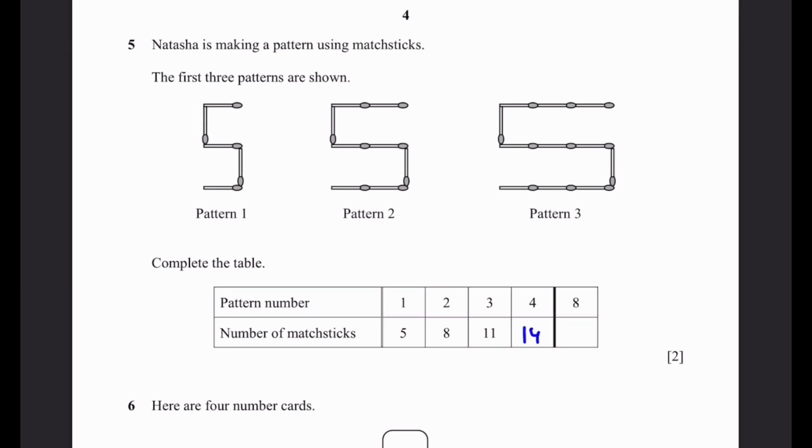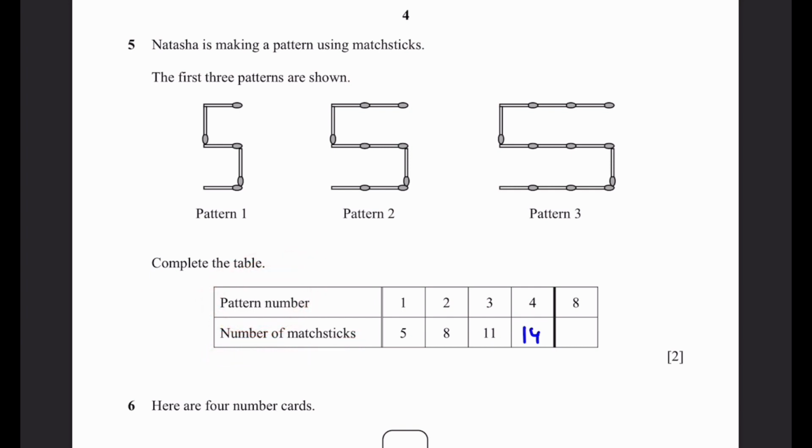So instead of finding out the 5th, 6th, and 7th terms to find the 8th one, we can find it using the formula, which means the formula for the position to term rule or the number of matchsticks according to the pattern number.